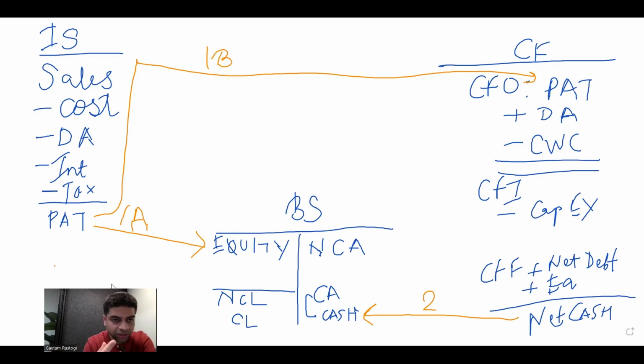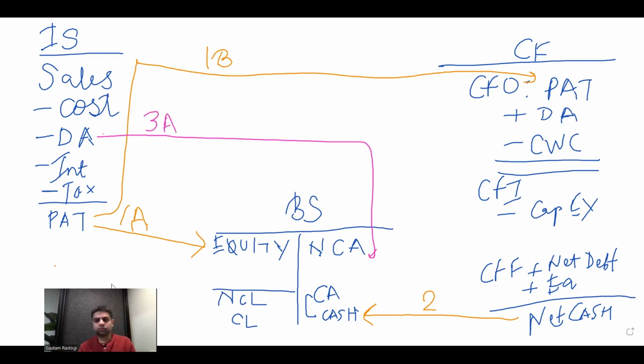So right now what we saw is depreciation and amortization. We couldn't model it because that is calculated on gross fixed assets, or gross PPE. Let me show that transaction using a different color. Your depreciation and amortization is calculated on gross assets, so we can say it's linked with, let's call it 3A.